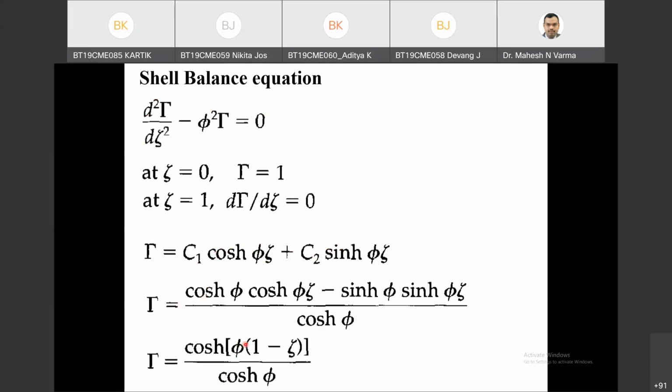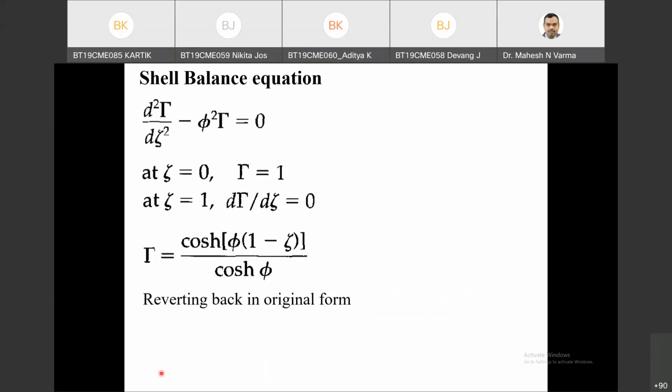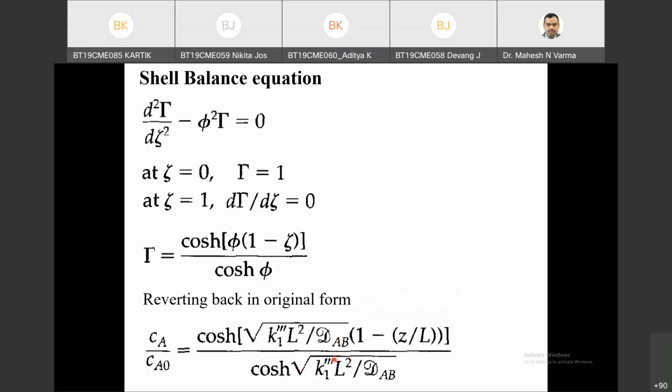So rearranging the equation, if you rearrange it using the definition of hyperbolic functions, hyperbolic cos and so on, this is what you will get: hyperbolic cos of phi (1 minus zeta). Some definitions of hyperbolic sine and cos can be used here, and this will be the concentration profile. So, rewriting in terms of the original form, this is the concentration profile.